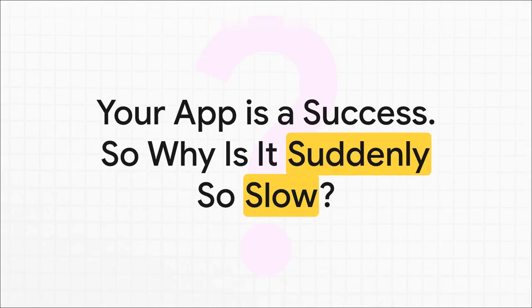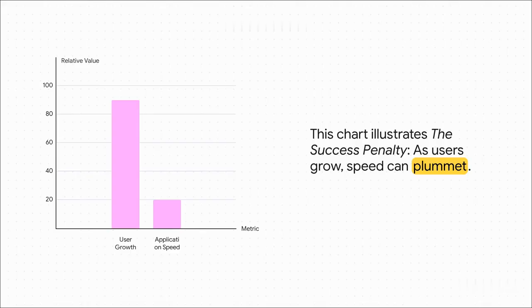Everything worked perfectly in staging, it was fine on launch day, but now that the users are piling in, the whole thing is just grinding to a halt. So what's the deal? Well, you've just hit a performance wall, and funny enough, it's a direct result of your own success. And this chart really tells the whole story. We call it the success penalty.